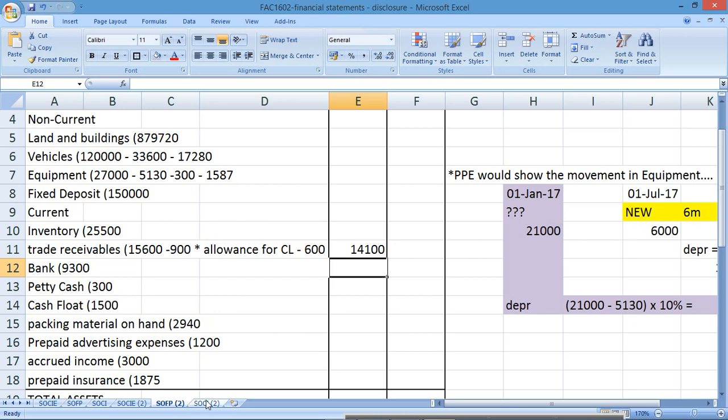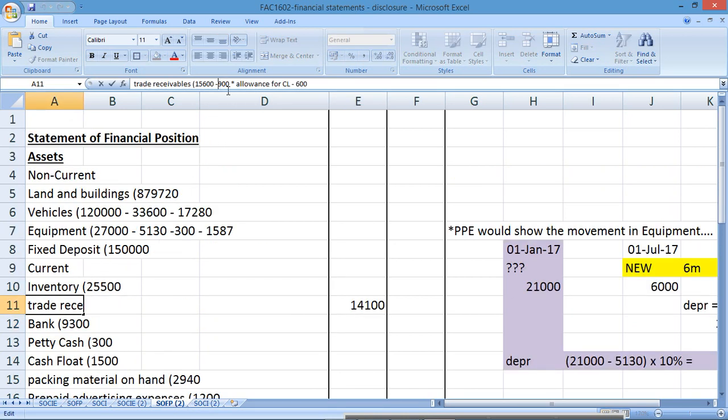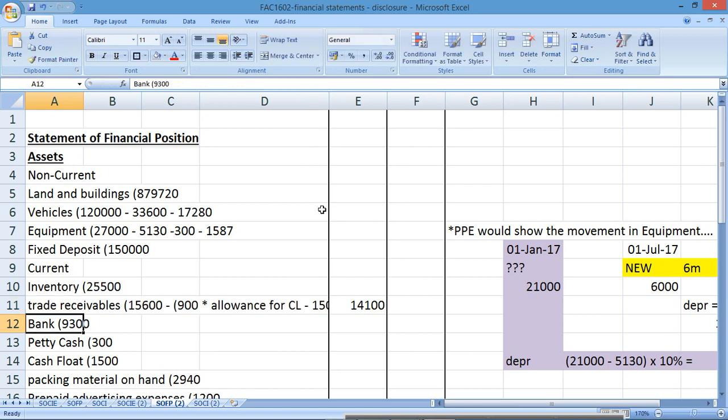So we need to go back to this page, and we need to show a decrease of 150. Yeah, so minus here, negative 150, close brackets. Okay, so this 900 needs to be reduced by 150. Do you agree? Yeah. Okay.